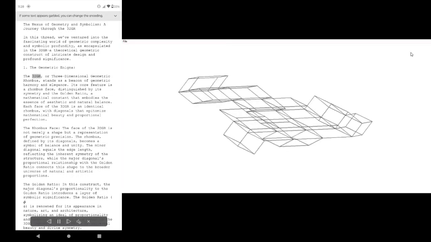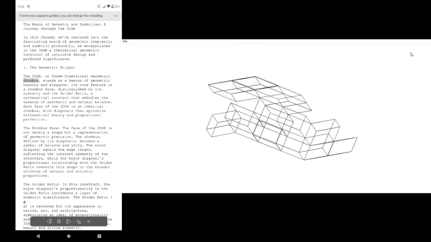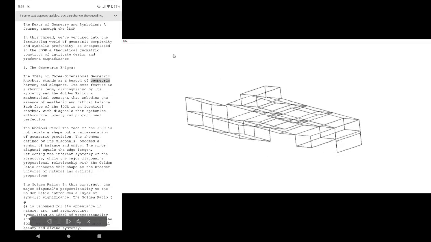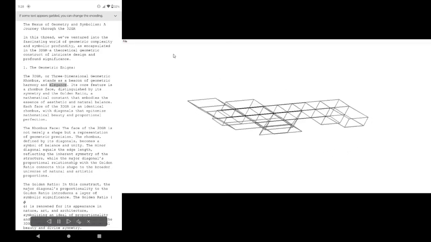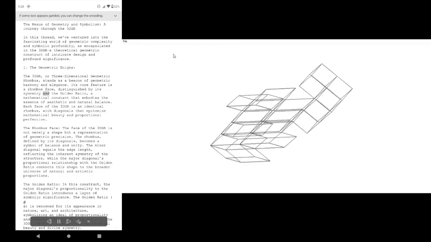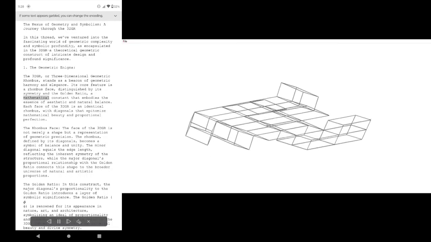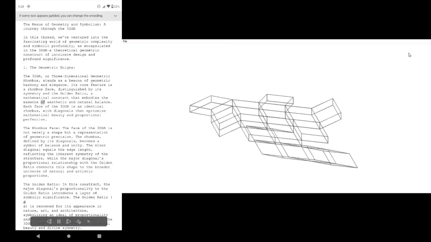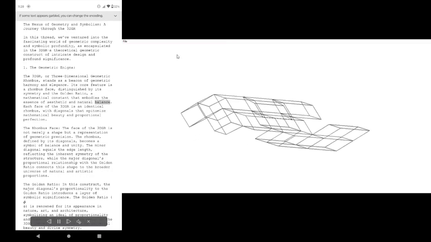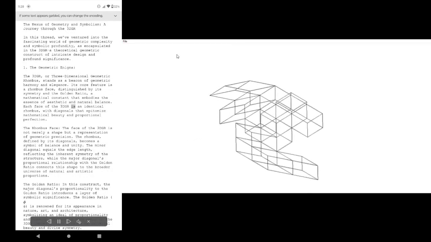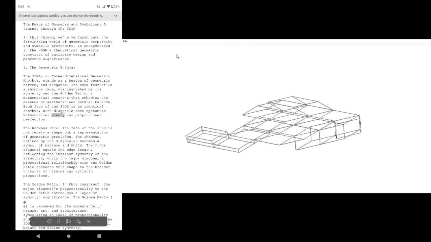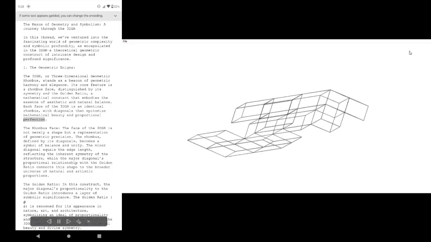The 3D jar, or three-dimensional geometric rhombus, stands as a beacon of geometric harmony and elegance. Its core feature is a rhombus face, distinguished by its symmetry and the golden ratio, a mathematical constant that embodies the essence of aesthetic and natural balance. Each face of the 3D jar is an identical rhombus, with diagonals that epitomize mathematical beauty and proportional perfection.